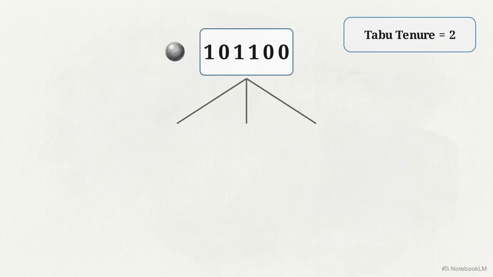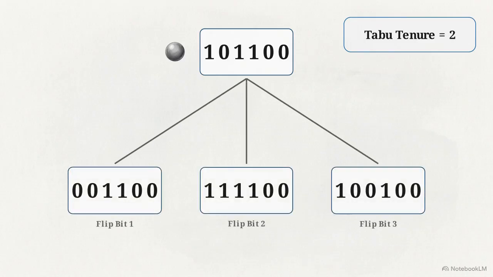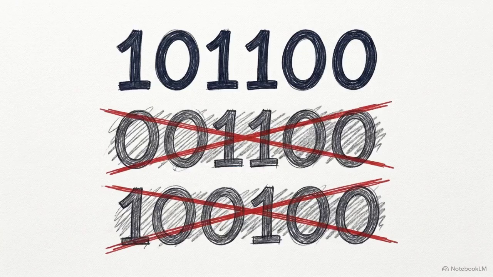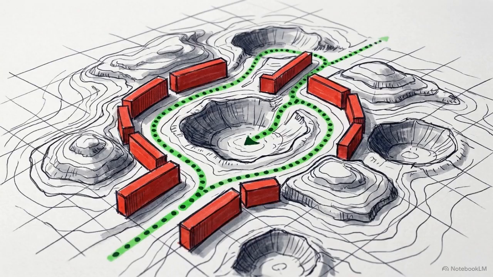Pause the video and determine which of these 3 single-bit flip neighbors are currently forbidden and which one represents a valid move. The first and third bits were flipped too recently. Reverting them creates an immediate cycle, so the tabu list blocks them. This leaves the second bit flip as our only permitted path forward. By intentionally invalidating accessible neighbors based on recent history, the tabu list shapes the geometry of the search space, steering the processing power exactly where it needs to go.